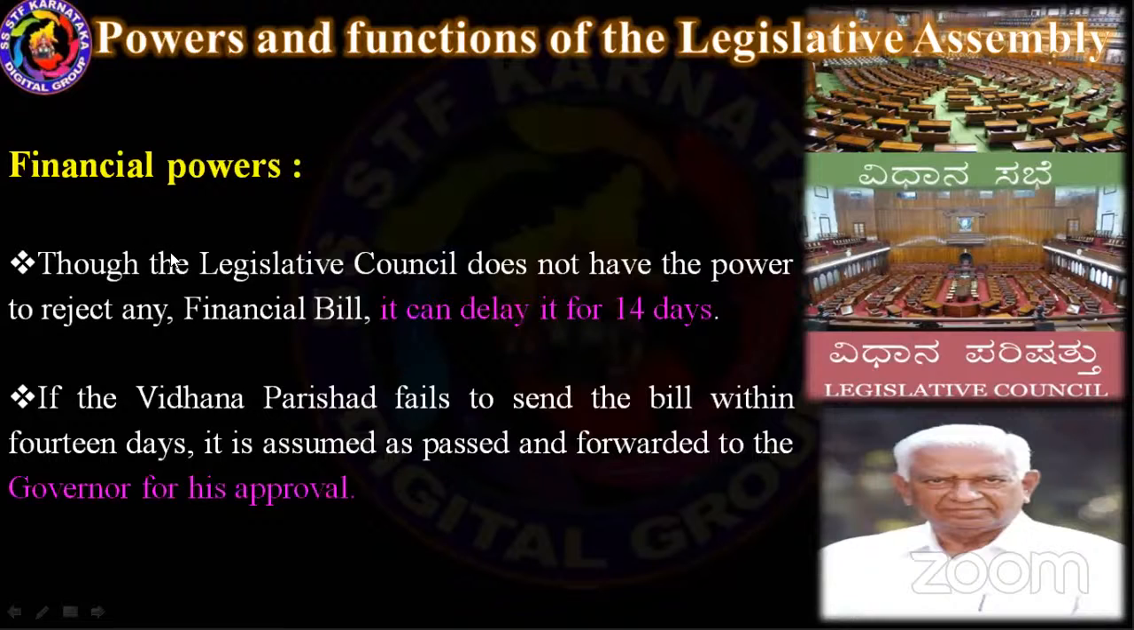A financial bill is first presented in the legislative assembly, and later it is sent to the legislative council for discussion and approval. But the legislative council does not have any right to reject it; it can only hold or delay it for 14 days. If they do not send it back to the legislative assembly, it is considered approved and is forwarded to the governor for approval.